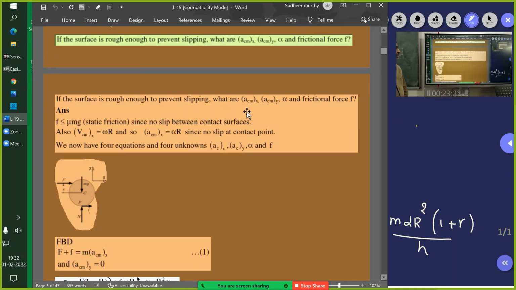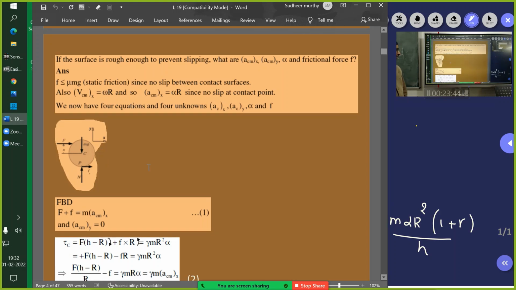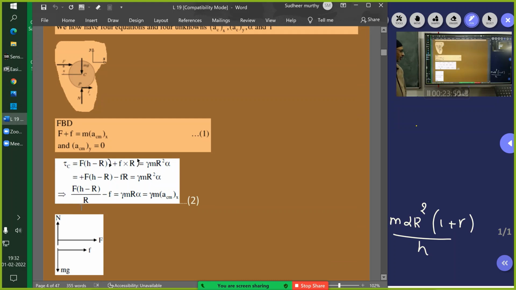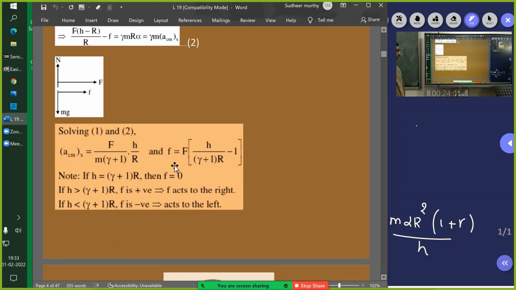So you see here, if the surface is rough enough to prevent slipping, a_x came alpha F. Now F is less than or equal to mu mg. That is static friction. It has not yet reached the static friction. Sufficient friction, since no slip between the contacts. So v_cm is equal to omega r, so a_cm is equal to alpha r, no slip at the contact. Fine, so this is the diagram. So F plus F is equal to M a_cm, M a_y is equal to 0. Now we also got the same equation, tau_C is equal to so and so, and we got equation number 1 and equation number 2, and solving, we get this.